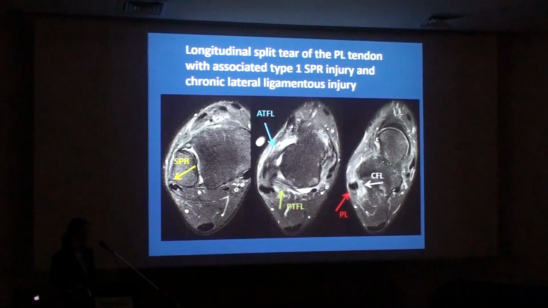As you can see over here, there is a marked thickening of the anterior talofibular, posterior talofibular ligament some, and then a very abnormal looking calcaneofibular ligament with increased intensity and thickening.